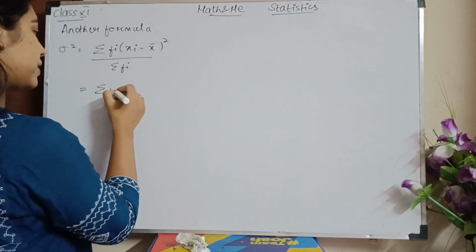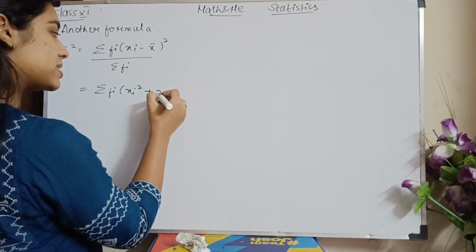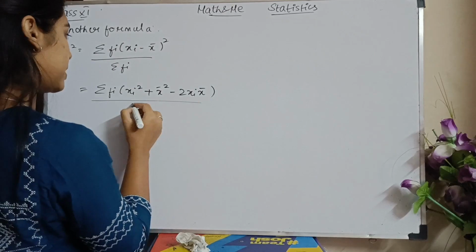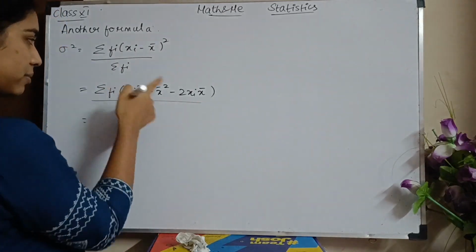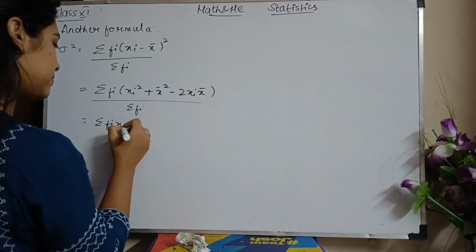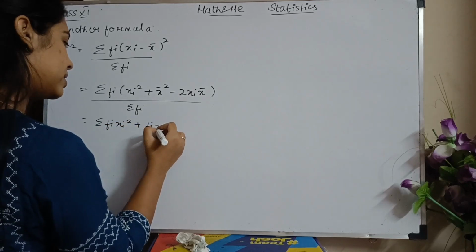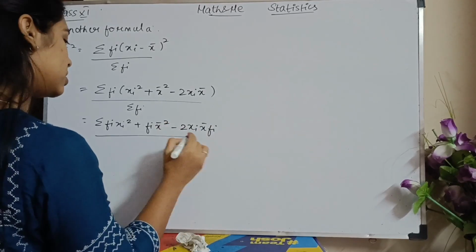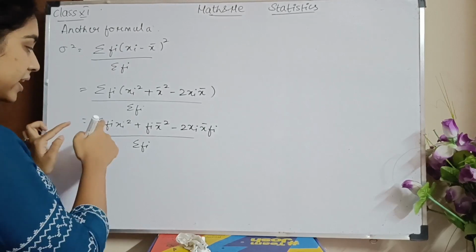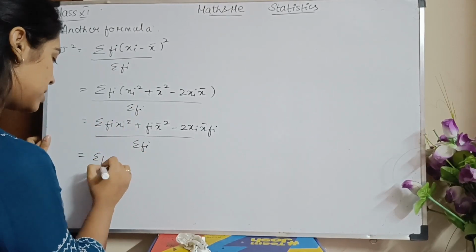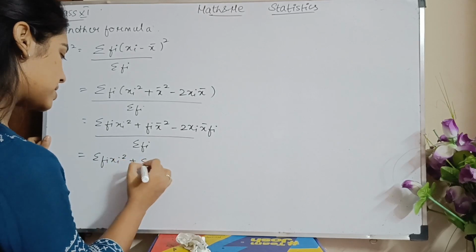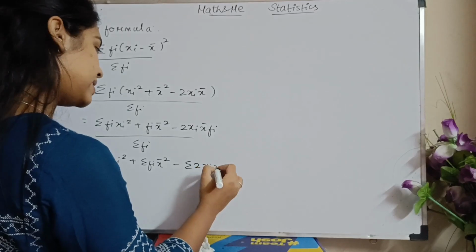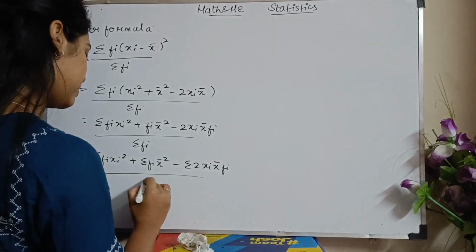So I have sigma of fi times (xi square plus x bar square minus 2 xi x bar), the whole divided by sigma fi. Okay, now I'm going to open the bracket, multiply fi inside. So I have sigma (fi xi square plus fi x bar square minus 2 xi x bar fi), the whole divided by sigma fi. So I can take sigma inside, correct? So I have sigma fi xi square plus sigma fi x bar square minus sigma 2 xi x bar fi, the whole divided by sigma fi.